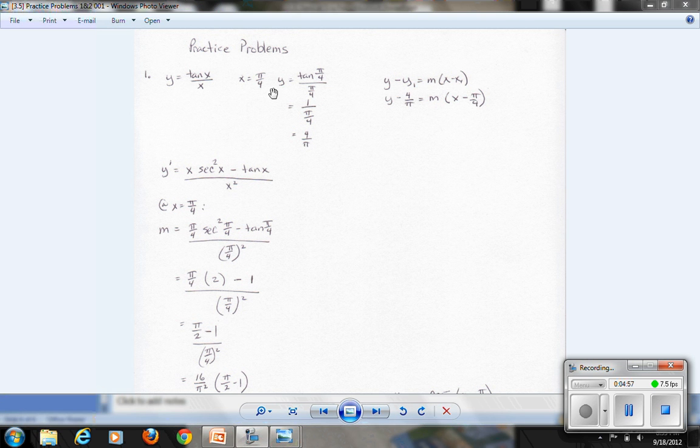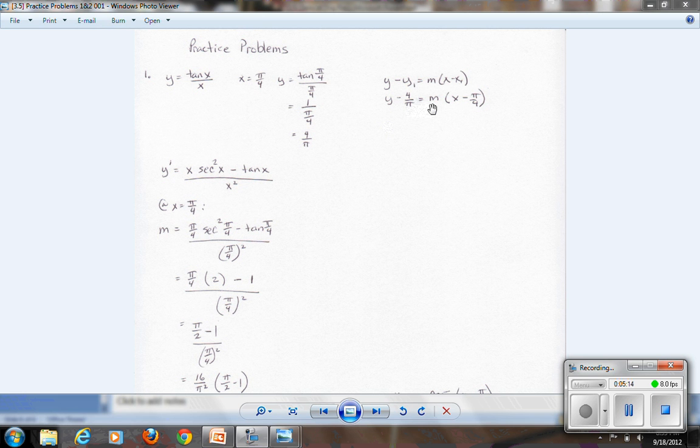So since this is the equation for y at pi over 4, I can plug that in. Tangent of pi over 4 over pi over 4. Tangent of pi over 4 is 1. Yes, you should have that memorized from your unit circle. So we get 4 over pi. So the only thing that's missing really is our slope.